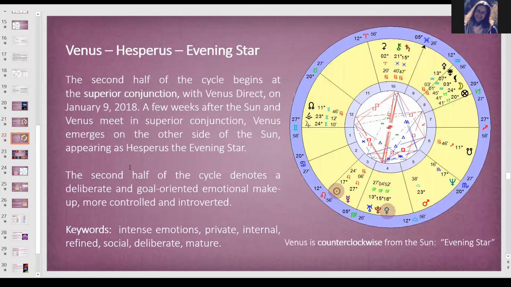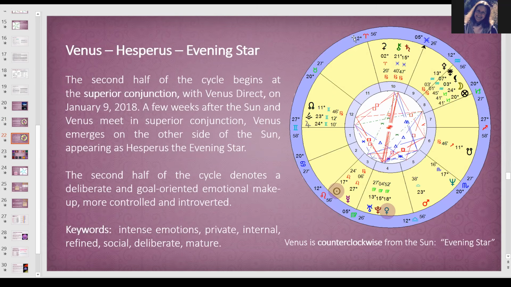Venus Hesperus, evening star. The second half of the cycle begins at the superior conjunction with Venus direct on January 9, 2018. A few weeks after the Sun and Venus meet in superior conjunction, Venus emerges on the other side of the Sun, appearing as Hesperus, the evening star. The second half of the cycle denotes a deliberate and goal-orientated emotional makeup, more controlled and introverted. Keywords: intense emotions, private, internal, refined, social, deliberate, and mature.